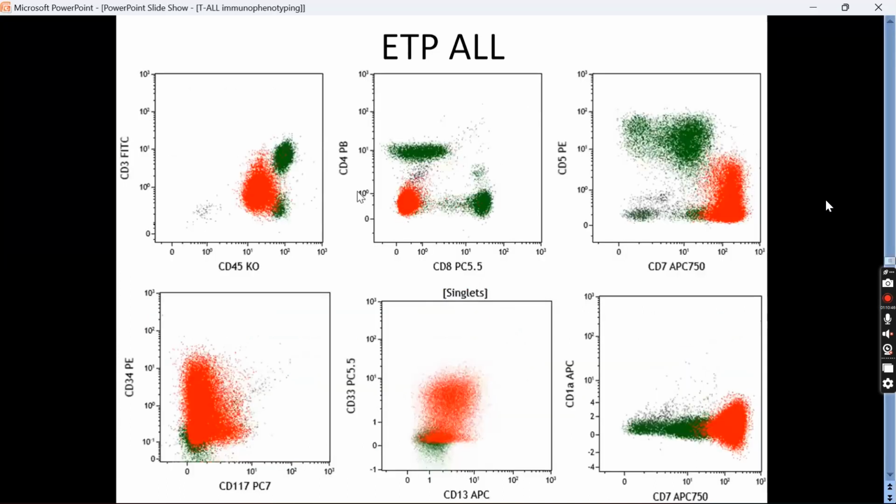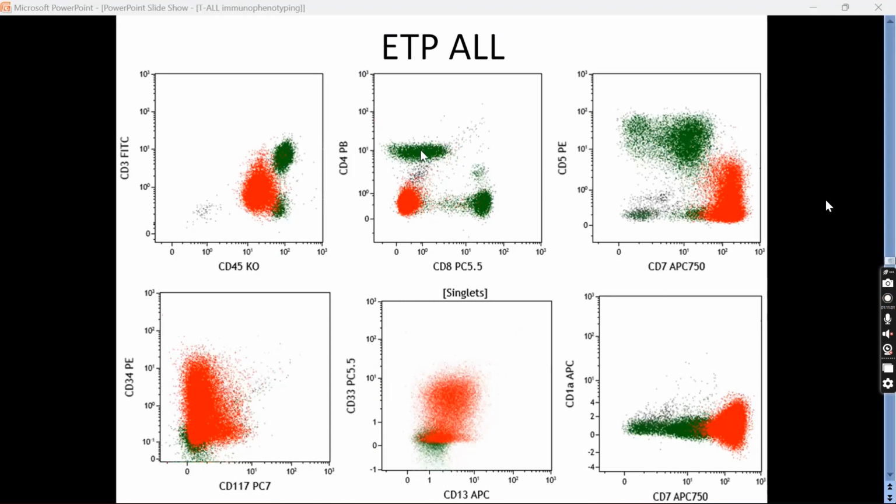So this is a classic case of ATP-ALL. So what is the first criteria? Someone? CD1A and CD8 should be negative. Perfect. So let's see. CD1A is negative. The red is the blast. The green is the normal lymphocytes.